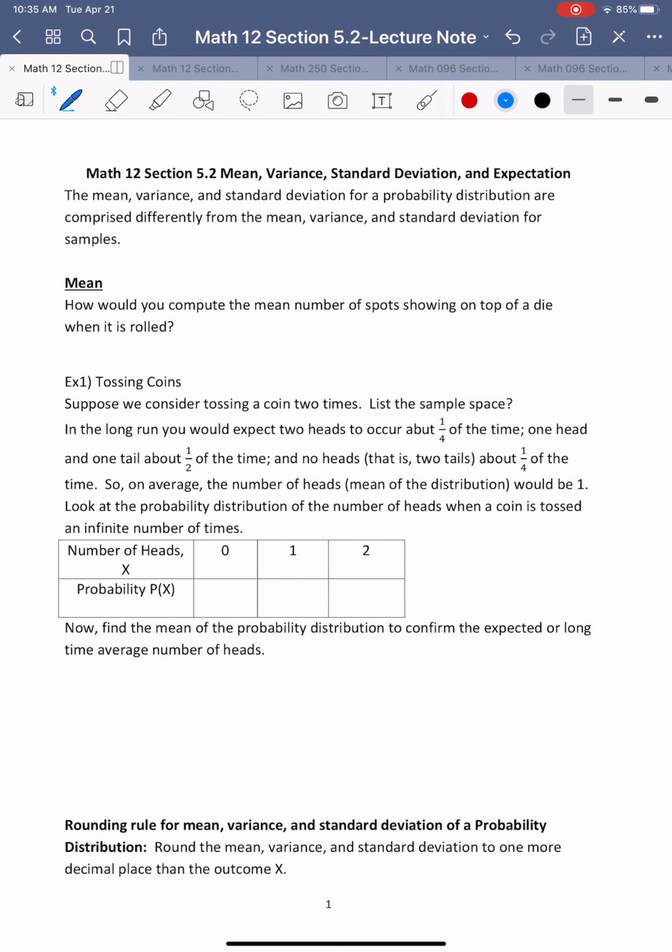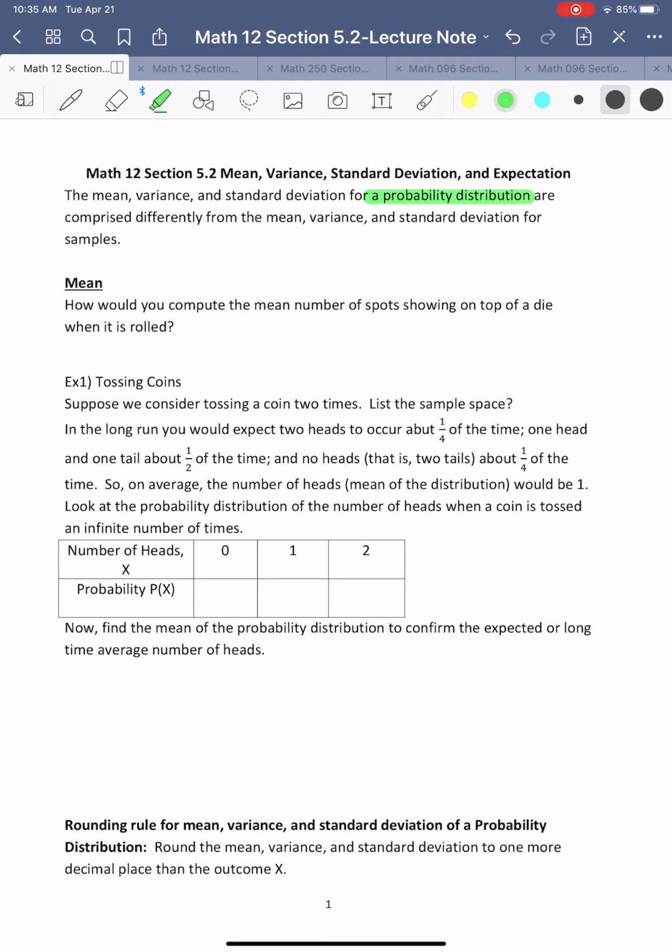Okay, hello. Section 5.2, mean, variance, standard deviation, expectation. The mean, variance, and standard deviation for probability distributions are computed differently from the mean, variance, and standard deviation for samples. So in here, we are focusing more on the probability distribution.